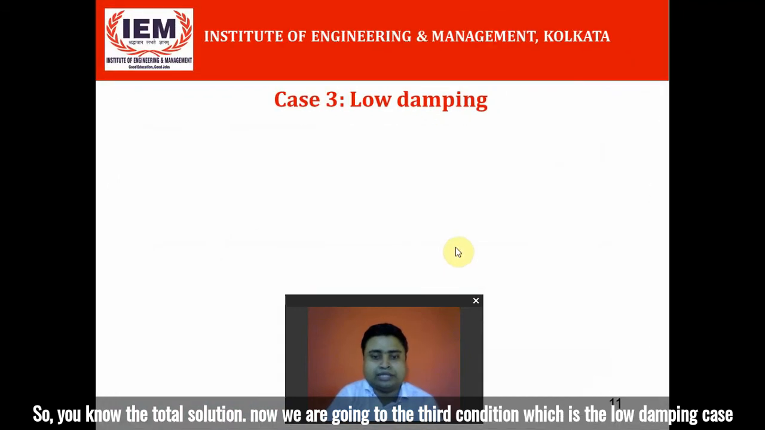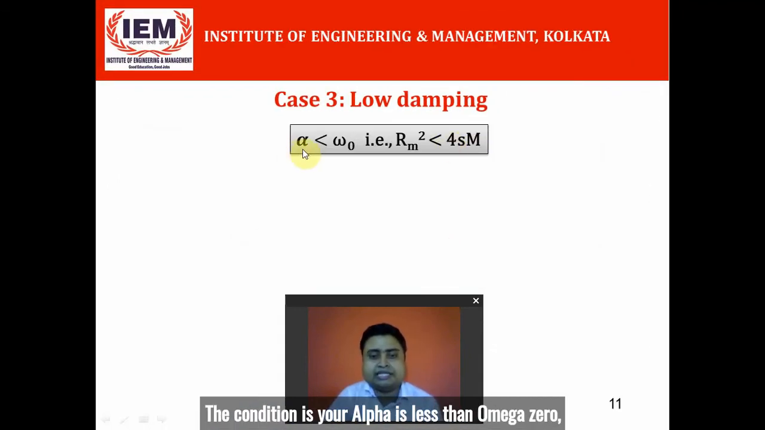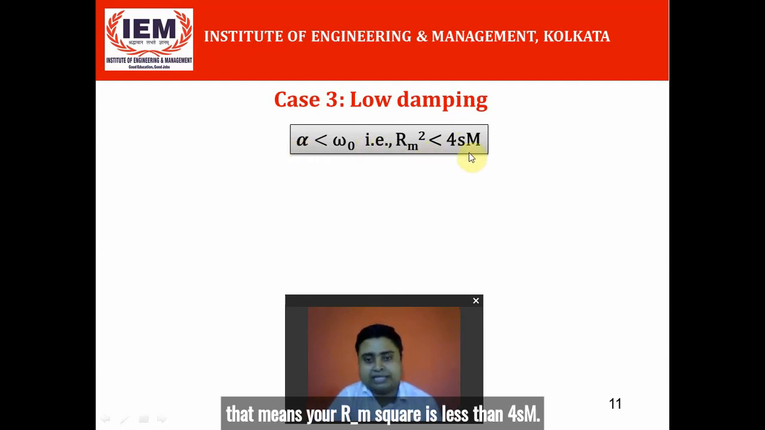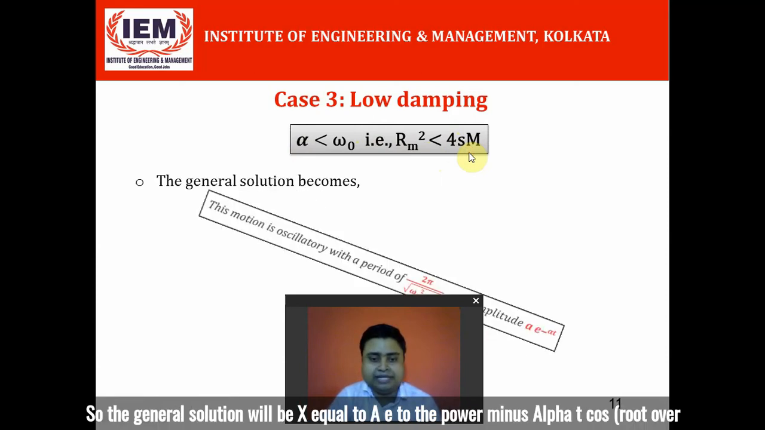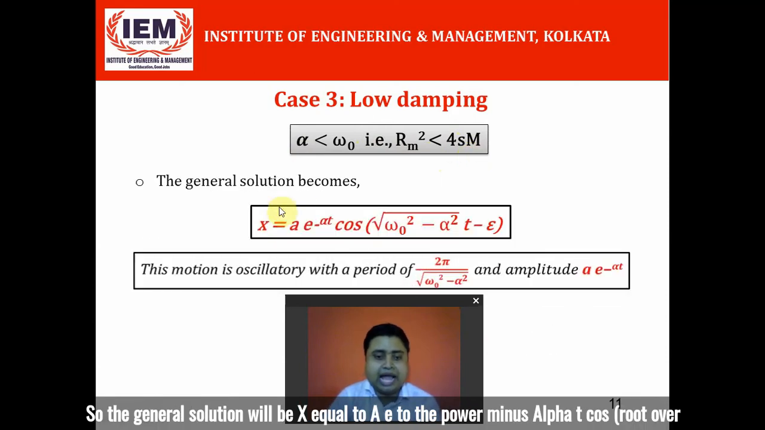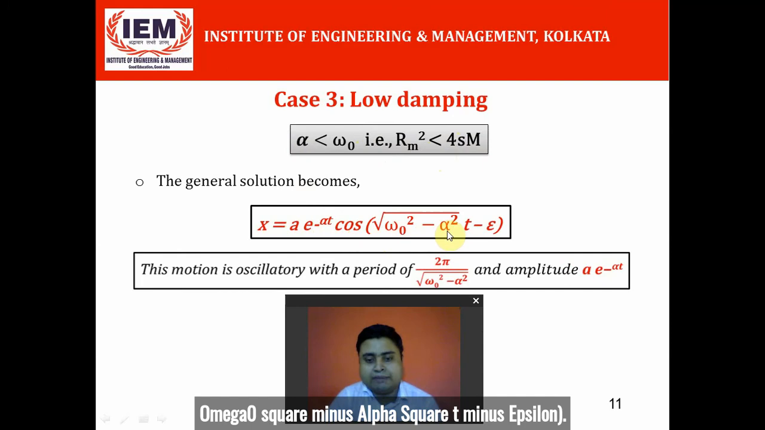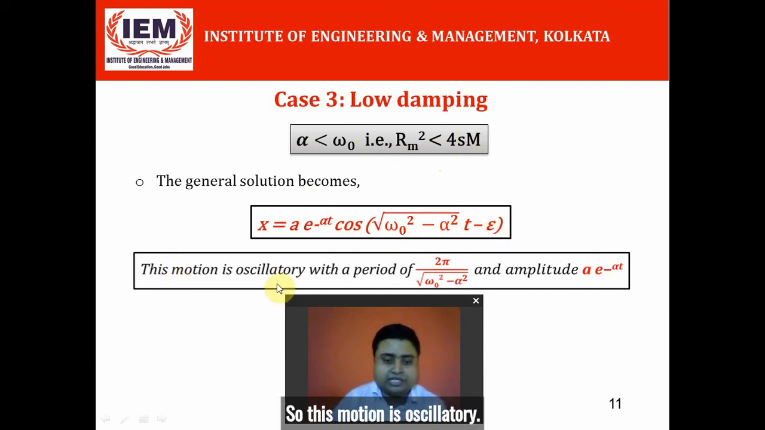Now we are going to the third condition, which is the low damping case. The condition is your alpha is less than omega 0, that means your R m square is less than 4 S m. So the general solution will be x equal to a e to the power minus alpha t cos of (root over omega 0 square minus alpha square) t minus epsilon. So this motion is oscillatory.